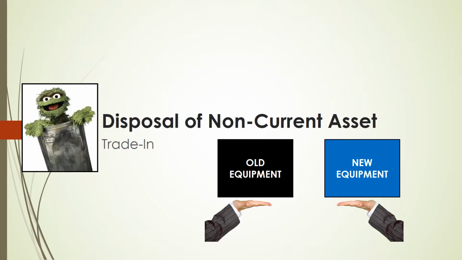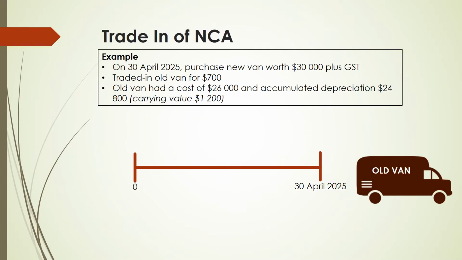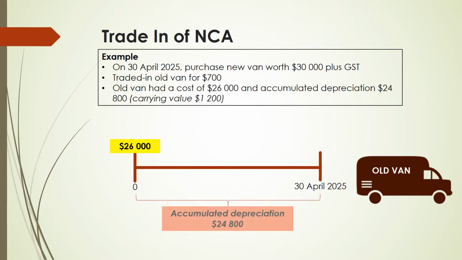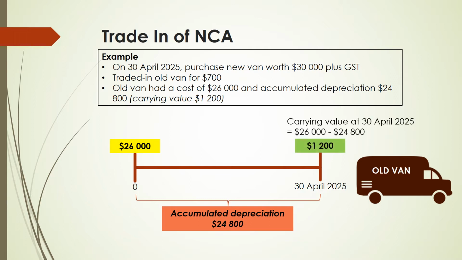Sometimes, instead of receiving cash for a disposal of a non-current asset, we could also trade in our old equipment for new equipment. So in this example, we are purchasing a new van worth $30,000 plus GST. But the main thing that we need to firstly work out is how we are disposing of our old van. In this case, we are trading in our old van for $700. And our old van had a cost of $26,000 and an accumulated depreciation of $24,800. Therefore, at the date that it was disposed, the old van had a carrying value of $1,200.